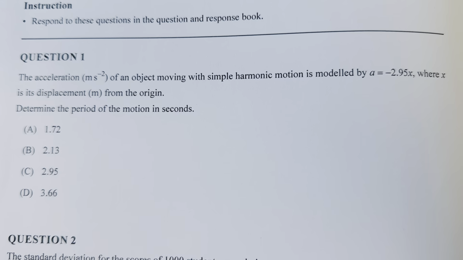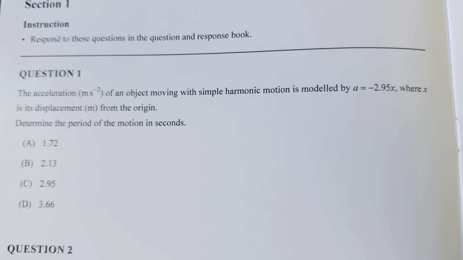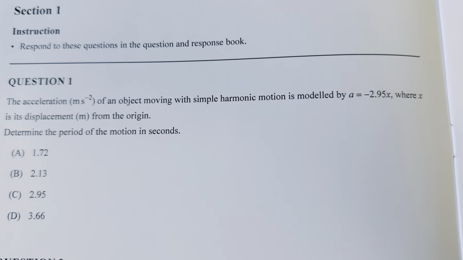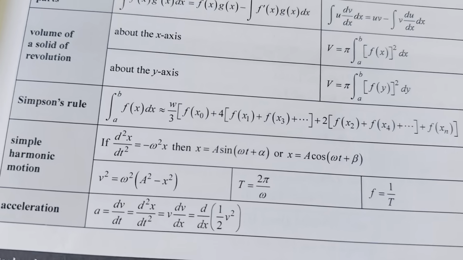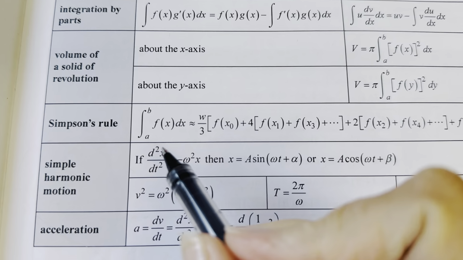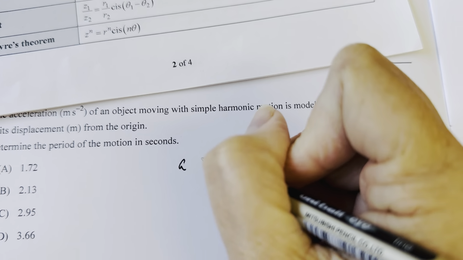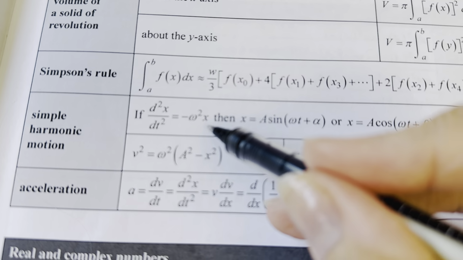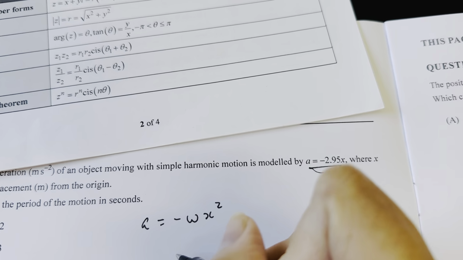The acceleration of an object moving with simple harmonic motion is modeled by A equals negative 2.95x, where x is displacement from the origin. Determine the period of the motion in seconds. So I am straight away going to my formula sheet. Simple harmonic motion. Here we go. Double derivative is my acceleration. So we know my acceleration equals negative omega squared x. Okay, so that's straight from the rule sheet. I'm just using that.